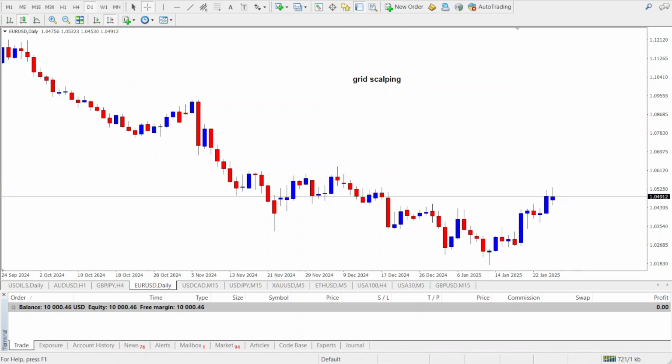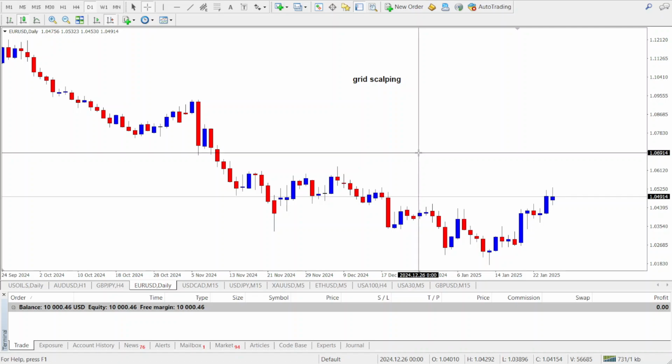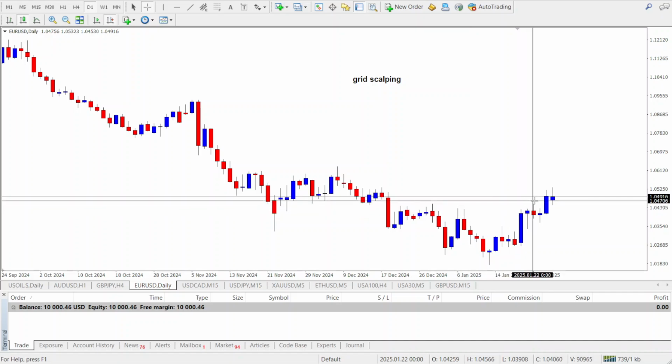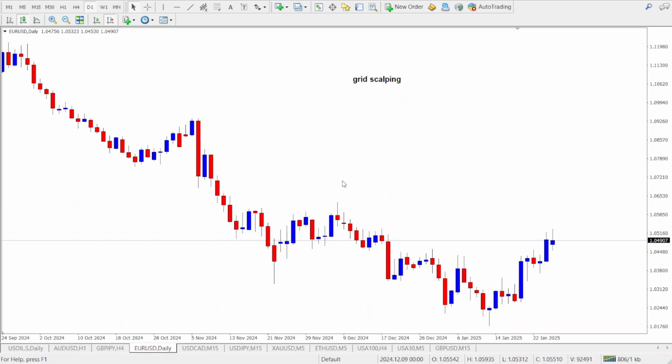So the next thing for you to do is to determine the grid spacing. The distance between your buy and sell orders has to be determined. This depends on market conditions. For high volatility, you might want wider spacing, then for low volatility, markets might require tighter grids. A common approach is using technical indicators like the average true range, just in case you want to measure the level of volatility, to calculate optimal grid levels.